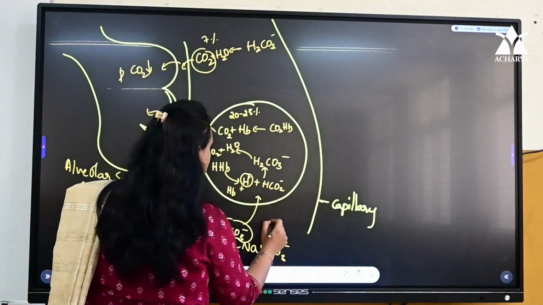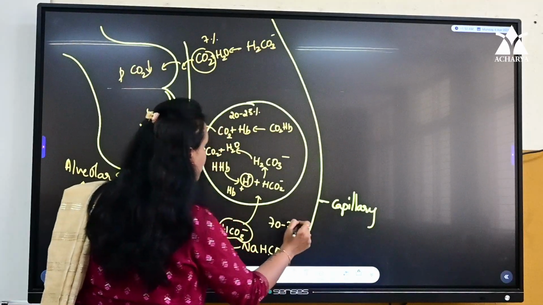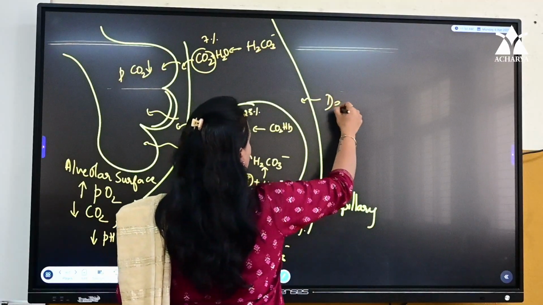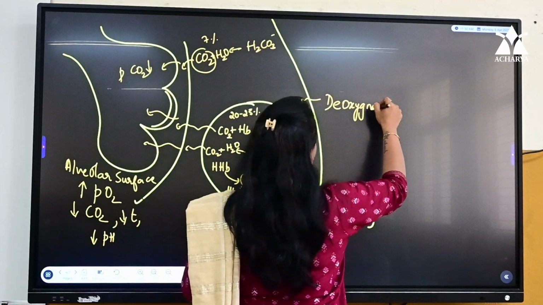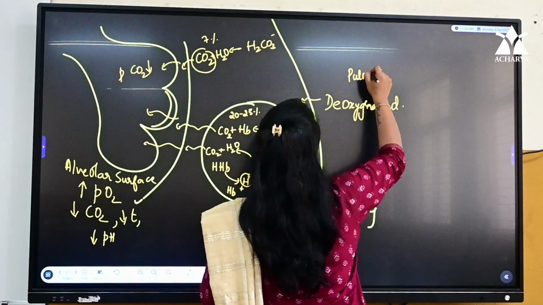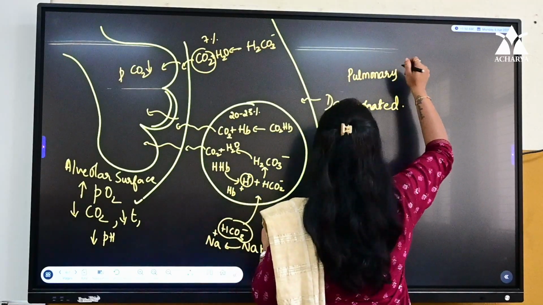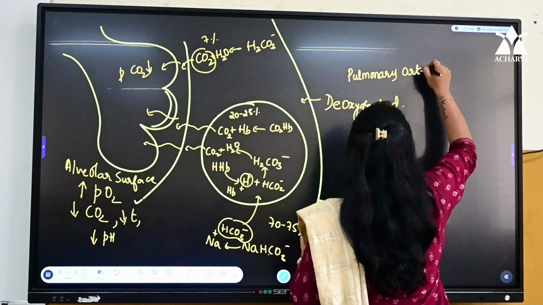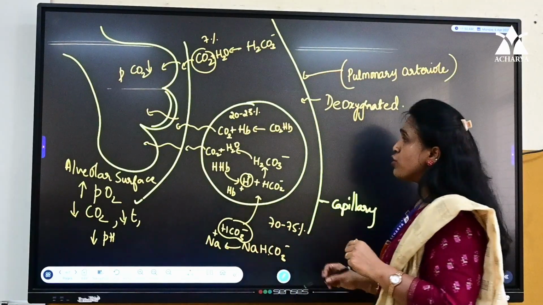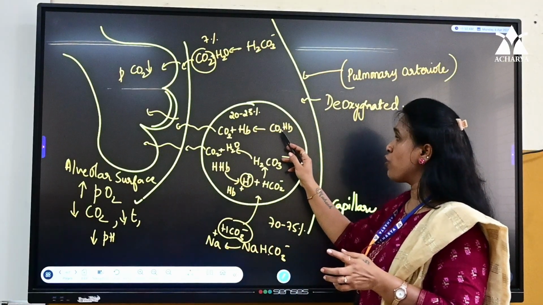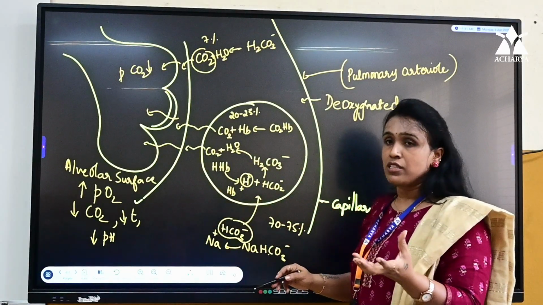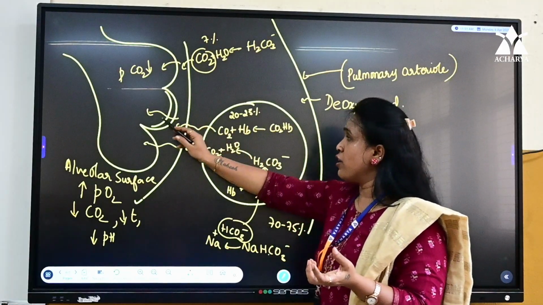How much percentage is this one? This is 70 to 75% of carbon dioxide. So the deoxygenated blood which was brought through pulmonary arteriole. Which arteriole is this one, children? Pulmonary arteriole. So this pulmonary arteriole, this is the condition. So 20 to 25% of carbaminohemoglobin, which was having carbon dioxide in it, is splitting back because carbon dioxide concentration is less. So it has to be thrown out. So carbon dioxide will enter into alveoli.